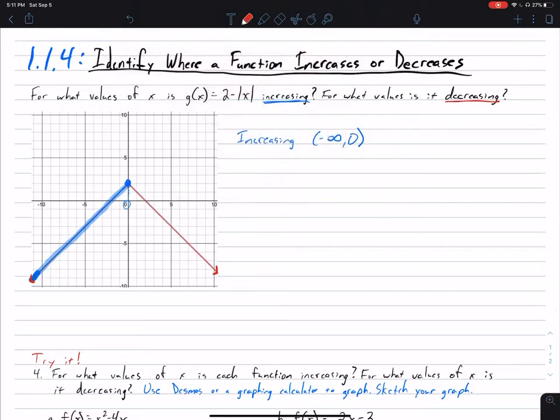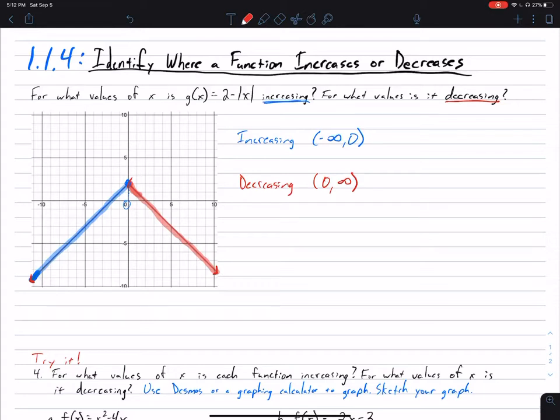Now for decreasing, we're going to go from that 0 where we just were, and we're going to trace all the way down to the right here. So for decreasing, it's starting at 0, this point right here, and it's going forever to the right. It's just going to keep going down as far as we're concerned. Sorry, to positive infinity. And that's it. That's where it's decreasing.